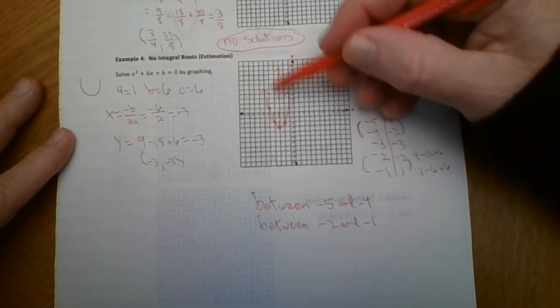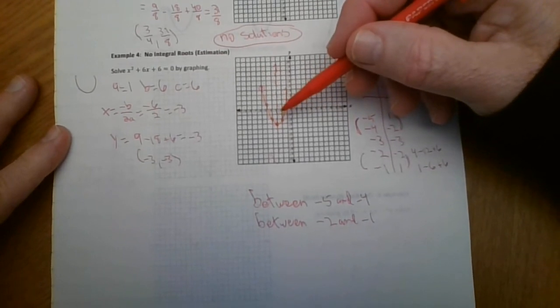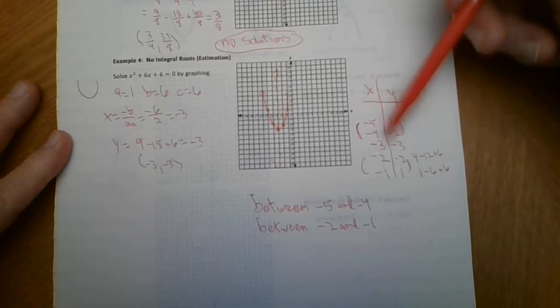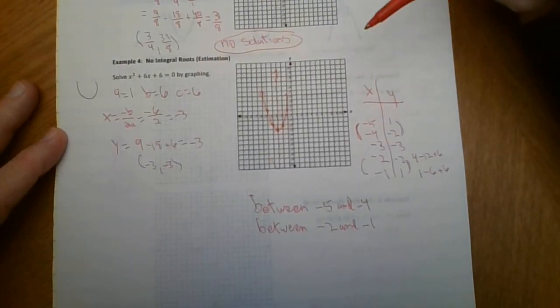If we get a good picture, sometimes when you draw it, you can kind of tell where it's going to cross, depending on how wide or how narrow the parabola is. But for now, the XY table is going to be a pretty good tool to find those answers. Hopefully you have a little bit of luck with that and you do this.